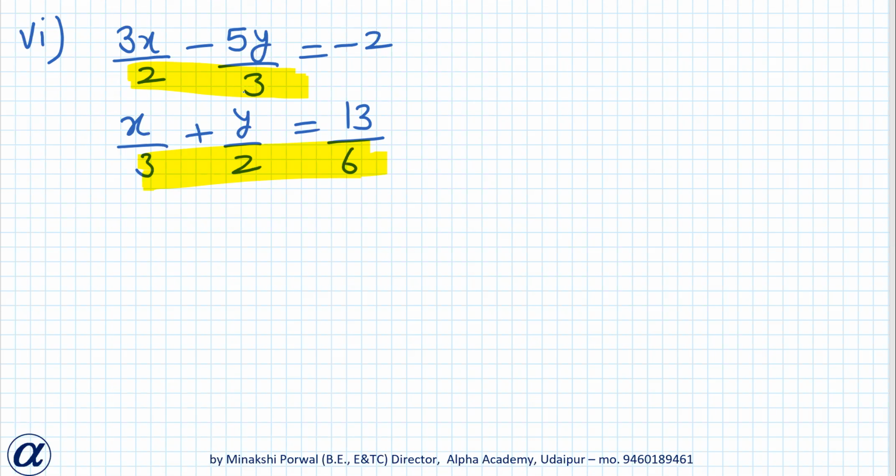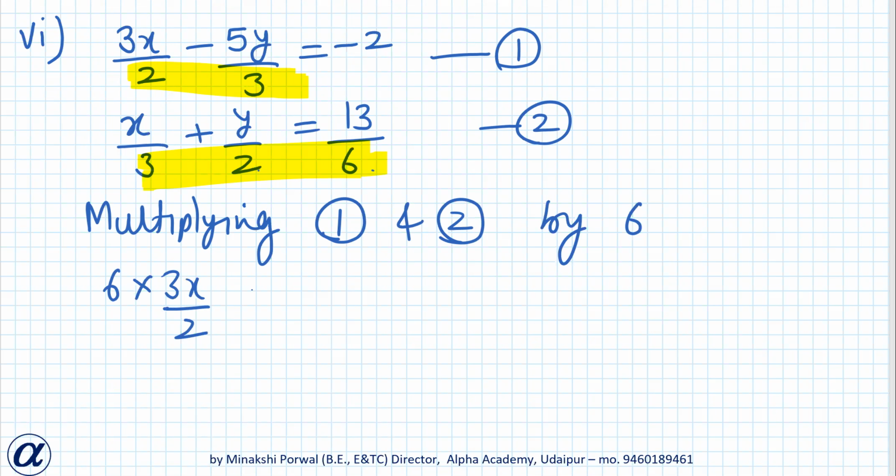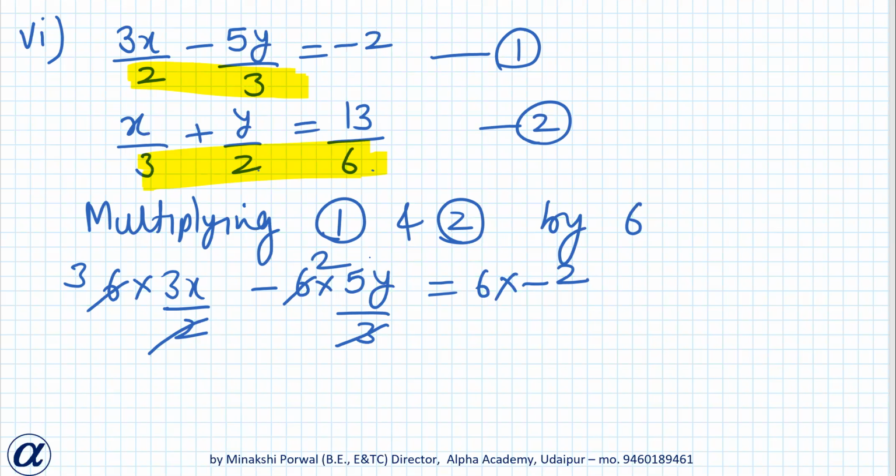Okay, LCM of 2 and 3 is 6, and LCM of 3, 2 and 6 is also 6. So multiplying both the equations 1 and 2 by 6. So it will be 6 into 3x by 2 minus 6 into 5y by 3 equals 6 into minus 2. So this is equal to 3. This is equal to 2. So it is 9x minus 10y equals minus 12.